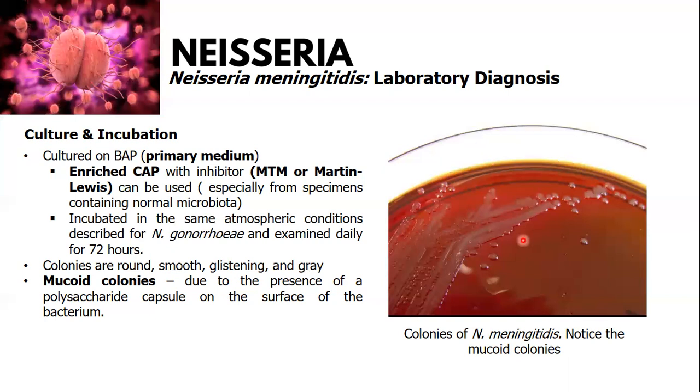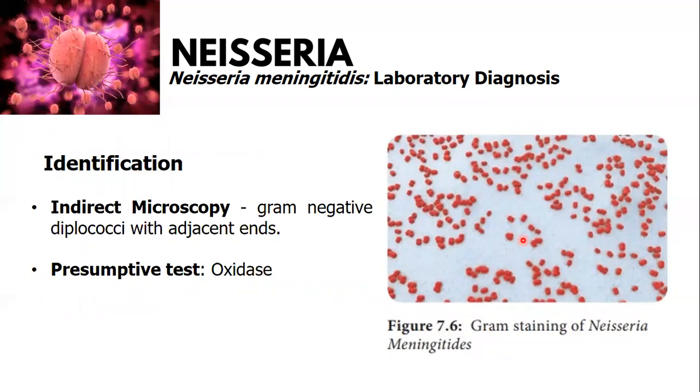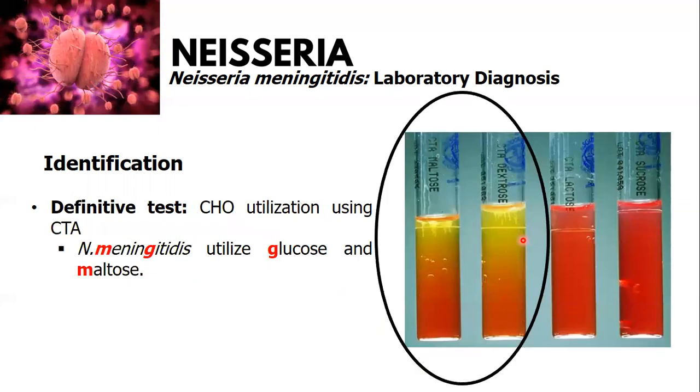And once colonies are grown, you can proceed to indirect microscopy, and you have to have seen gram-negative diplococci with adjacent ends, as these are the presumptive findings that would warrant you to perform oxidase test as the presumptive test. And after performing oxidase test, either through a filter paper disc or by directly dropping the oxidase reagent to a colony that exhibited gram-negative diplococci with adjacent ends, then you can proceed to its definitive tool of identification, which is carbohydrate utilization using CTA medium.